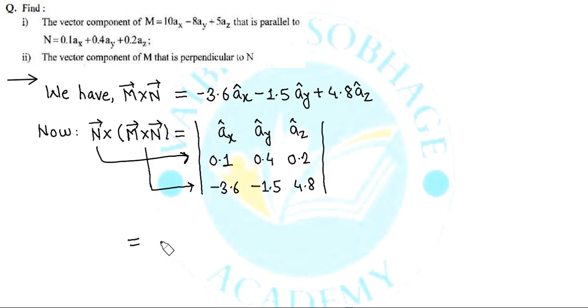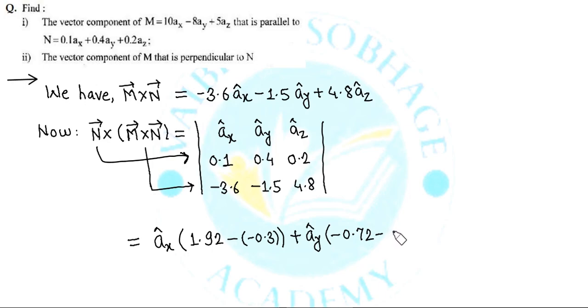Okay, now simplify that one. So this will be ax, then 0.4 into 4.8, which is 1.92, then 0.2 into minus 1.5, which is minus 0.3, plus ay into 0.2 into minus 3.6, which is minus 0.72, minus 0.1 into 4.8, which is 0.48.